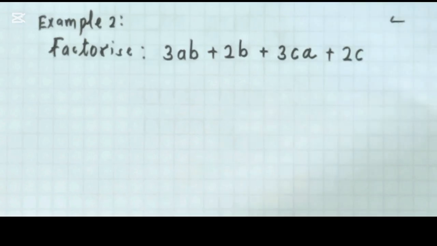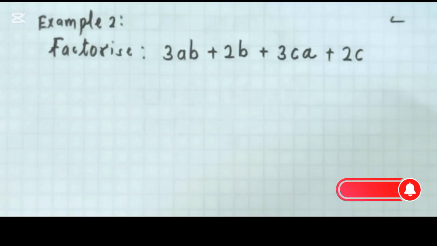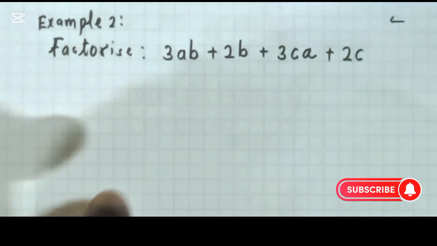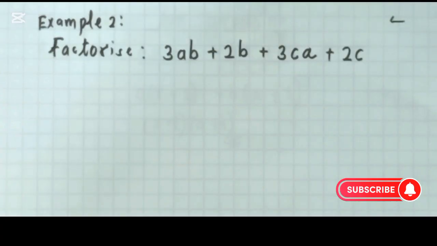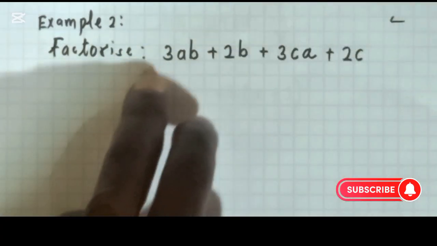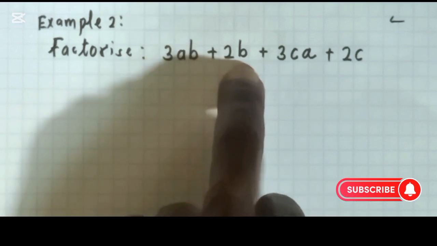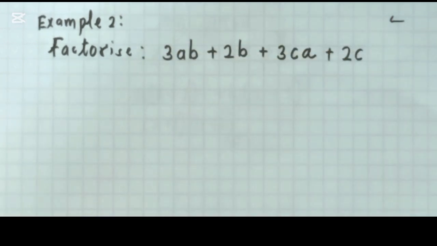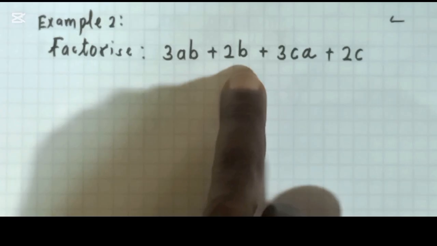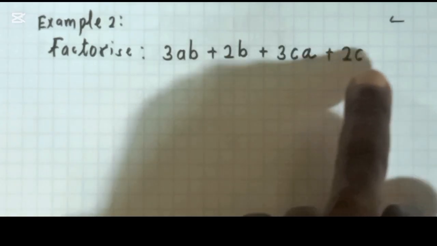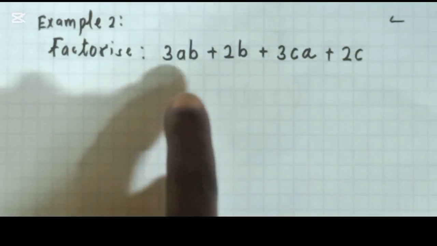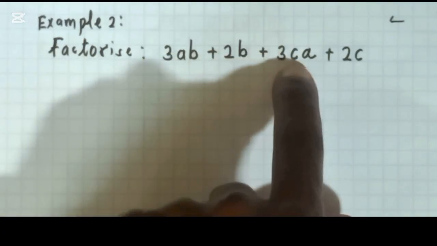Okay, on to the second example. So we are given instructions to factorize 3ab plus 2b plus 3ca plus 2c. And I want you to note that we don't have any common factor across the algebraic terms. When you speak of 3, 3 can divide this, can't divide this, can divide this, can't divide this. When you speak of a, a can divide this, a is not a common factor here. When you speak of b, b is a common factor here, it's a common factor here, not here, not here.